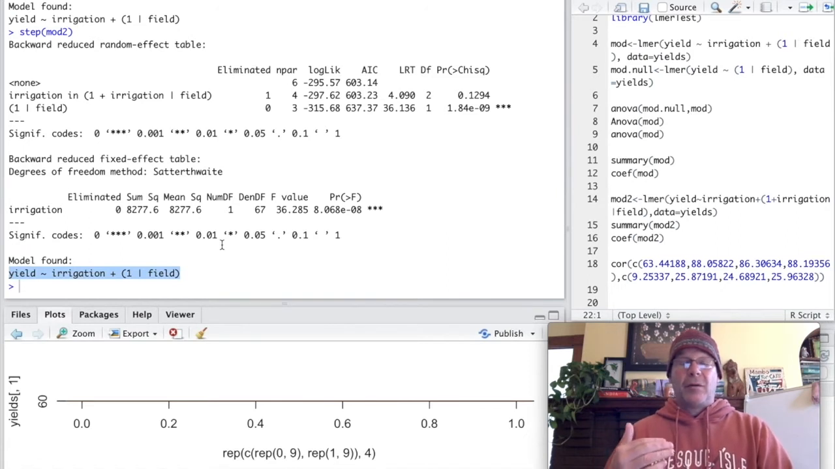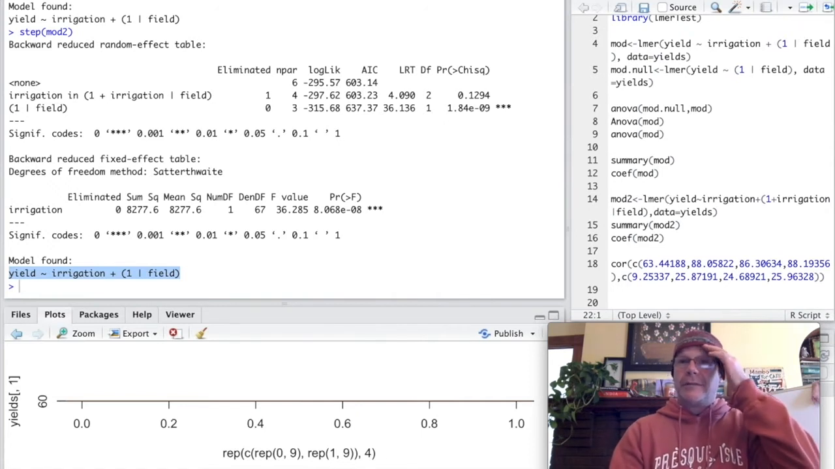The lmerTest step function will do things in that order. First, figure out the simplest error structure where you can uniquely estimate all the parameters of your error structure. Then once you have your error structure figured out, it goes ahead and works on figuring out what fixed effects should be in there.